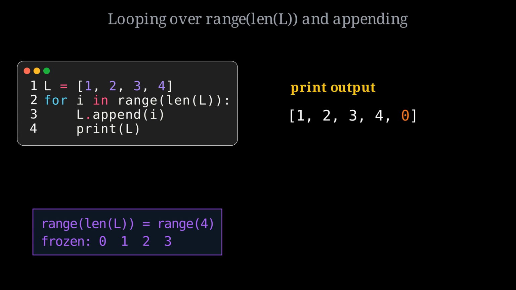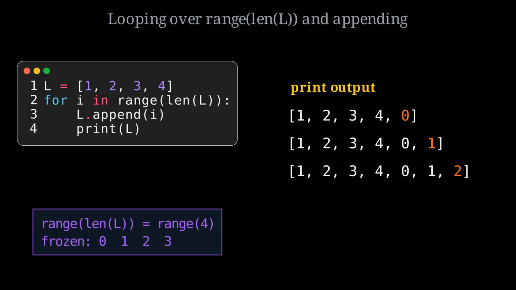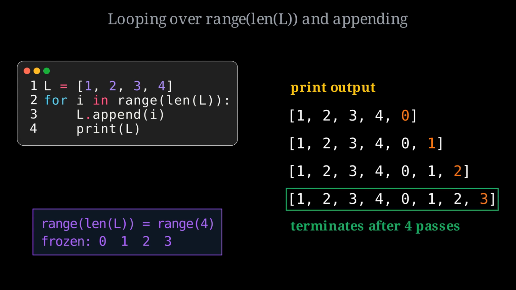First, append 0 and L becomes 1, 2, 3, 4, 0. Then append 1, then 2, then 3. After 4 passes, we stop, and L has grown to 1, 2, 3, 4, 0, 1, 2, 3. Even though the list doubled in size, the loop still ran only 4 times because range captured the length once right at the start. Why does it stop?